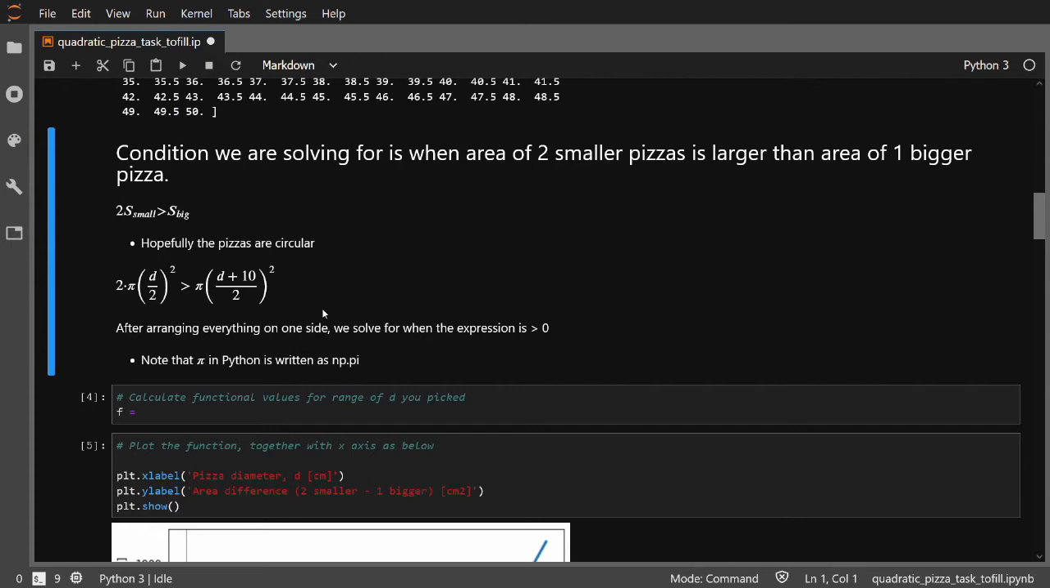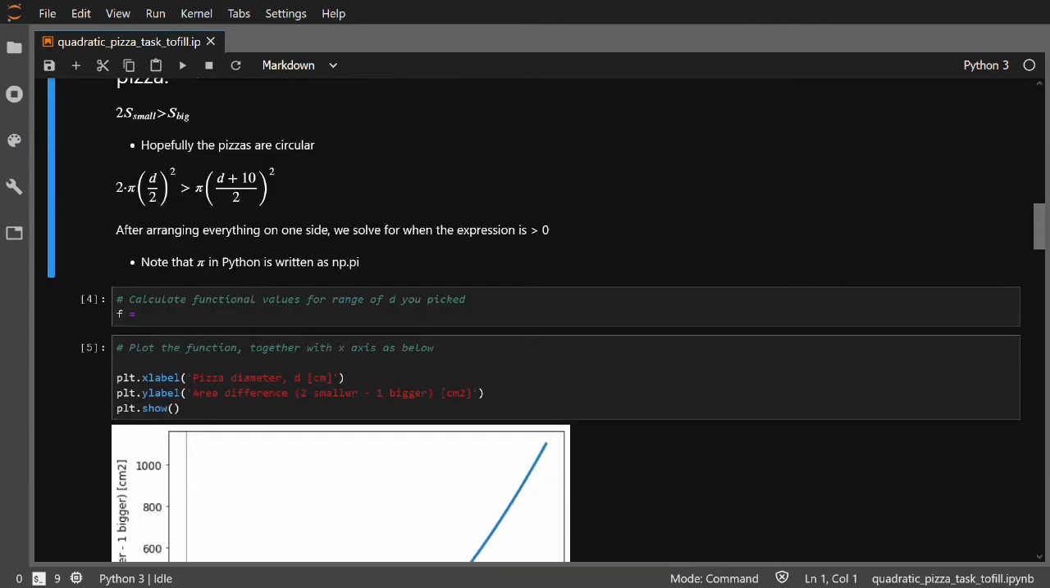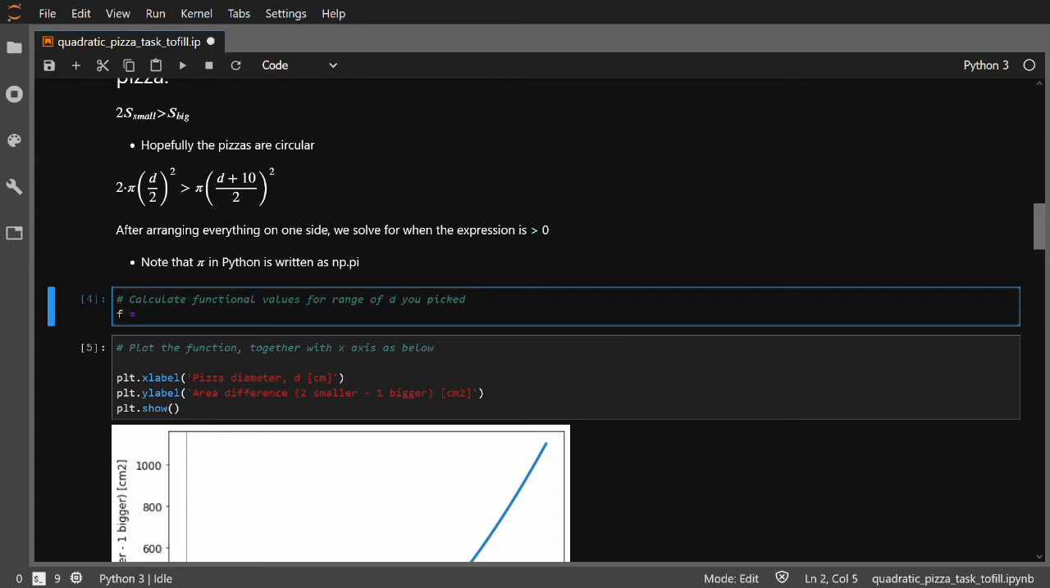Here we have mathematically expressed the condition we are solving for. We are comparing areas of two smaller pizzas with one bigger one. We assume that the pizzas are circular, therefore their areas are expressed as the area of a circle, and after rearranging both terms on one side, we solve for the condition when the whole expression is positive. Of course, it would be possible to create two functions and compare those, but we are going to rearrange and create just one function. For the function values, we therefore rewrite the expression we have above.